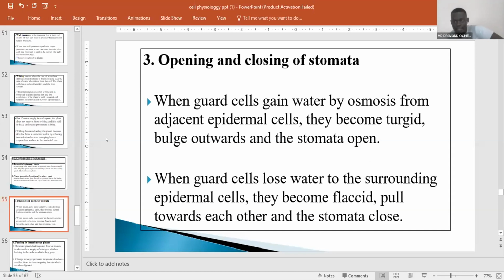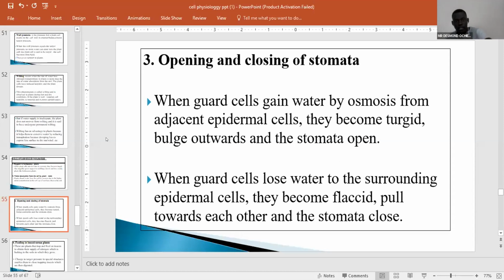So when we have starch inside the guard cells, like I said, starch is osmotically inactive. In other words, it does not draw water from the adjacent cells, but instead it makes the guard cells lose water to the surrounding epidermal cells. So water is now lost from the guard cells back to the surrounding epidermal cells. When the guard cells lose the water back to the epidermal cells, they become less turgid, or they become flaccid. When they become flaccid, the stomata closes. So the guard cells pull towards each other, and then the stomata closes.